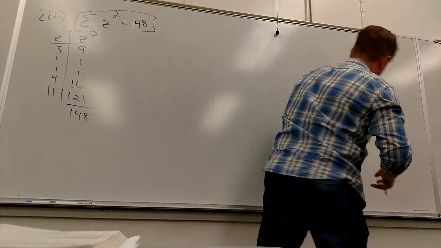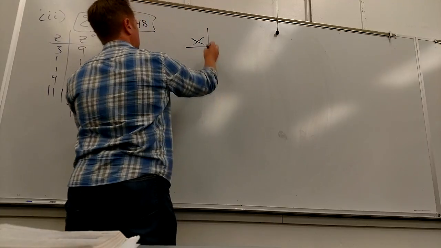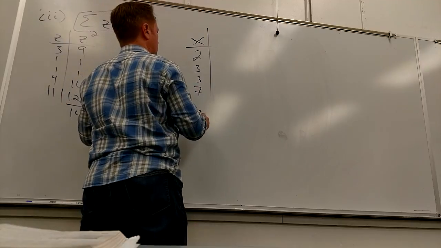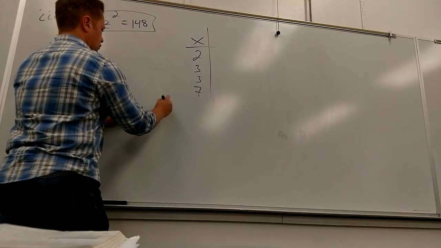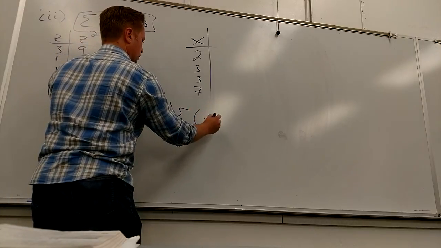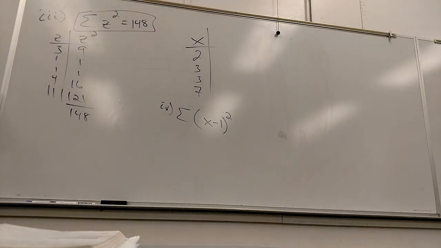So for example, I'll give you another one here. Give you a bunch of X's here. Let's just make it 2, 3, 3, 7, sure. And let's say I ask you, what is the sum of x minus 1 squared? Ooh, I like it. All right. You can do this, I know you can. I'm pushing you a little bit. But think about what you have to create first before you can add them up. So try to do that.